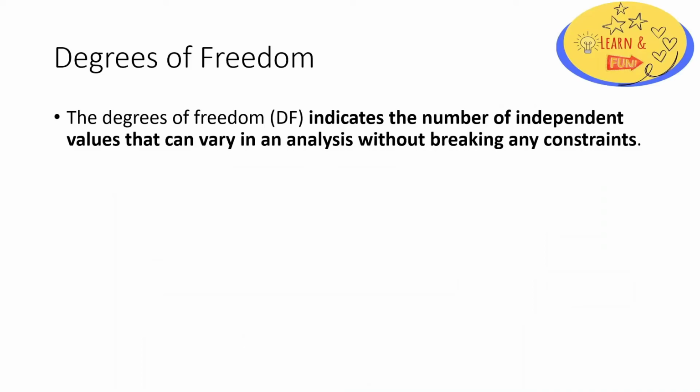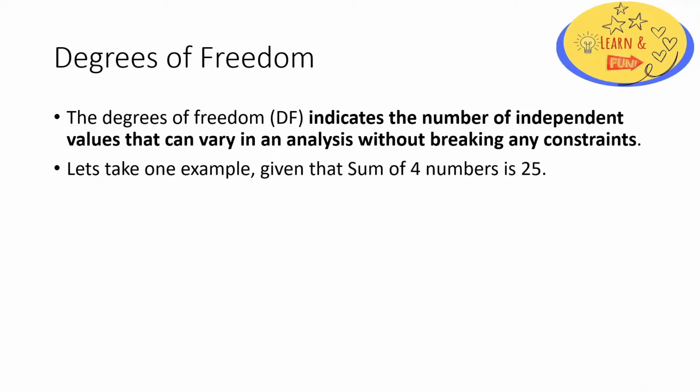One more understanding of degree of freedom, which is very simple. What exactly is degree of freedom? Degree of freedom basically indicates the number of independent values that can vary in an analysis without breaking the constraint. Sounds complicated, right? It's not that complicated. Let's take one example to understand it. Let's say you have 4 numbers which add up to 25. If I ask you to choose numbers, how many numbers can you choose with freedom, meaning there is no constraint on them?